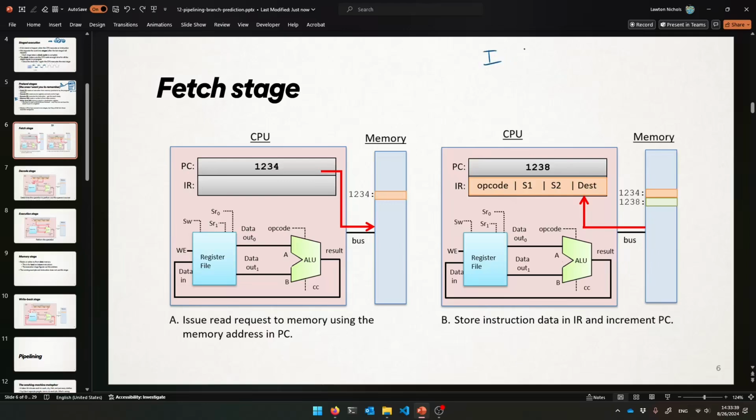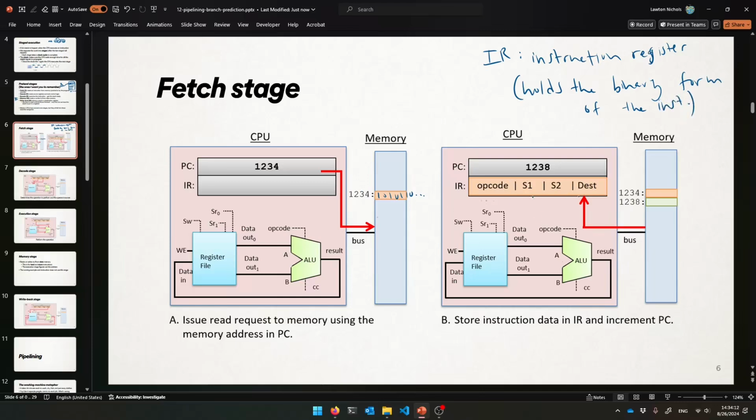IR stands for the instruction register. And that's going to hold the bytes of the instruction, the binary form, because this is just ones and zeros at the end of the day. A bunch of ones and zeros. It holds the binary form of the instruction.